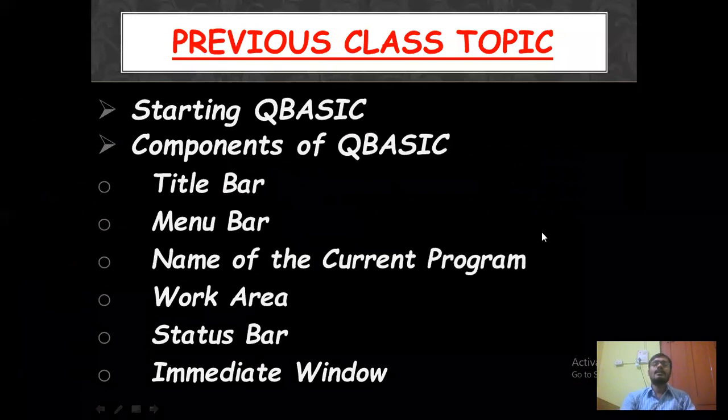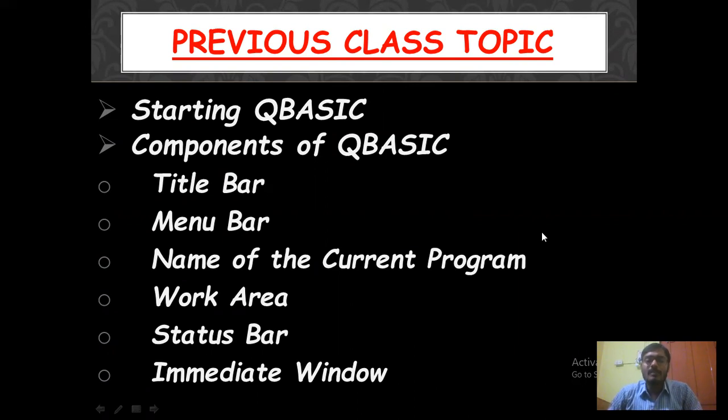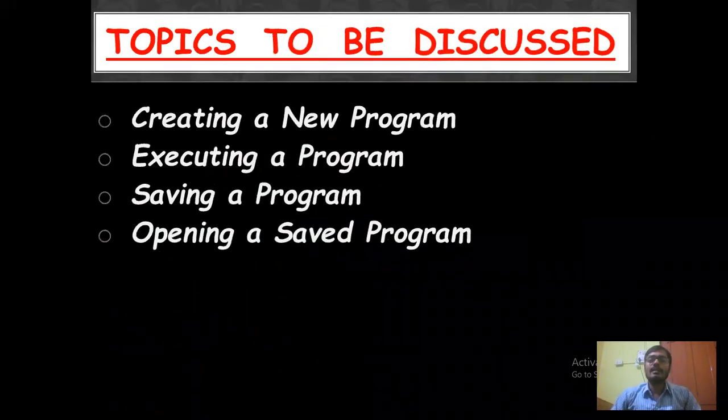I have already discussed starting QBasic, how you can install it and how you can start it. Then I have also discussed the components of QBasic, that is title bar, menu bar, name of the current program, work area, status bar and immediate window. So in this class I will discuss creating a new program in QBasic.